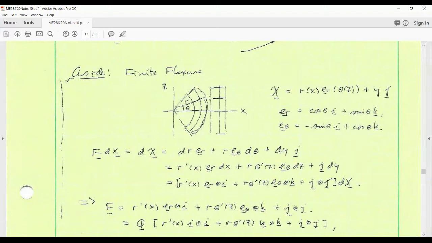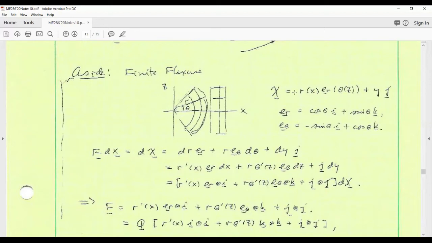And intuitively, you'd expect a flexure would take a line z equals constant and deform it into a ray theta equals constant passing through the origin, let's say. And likewise, a line x equals constant would be deformed into a circle r equals constant. So let's investigate that possibility. Right now, we're not doing plasticity at all.